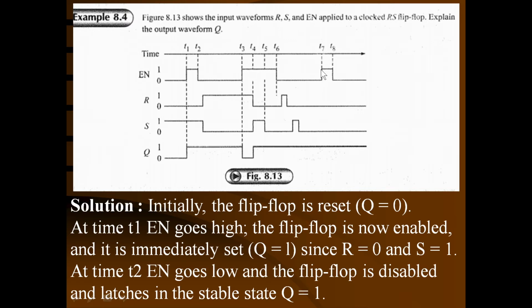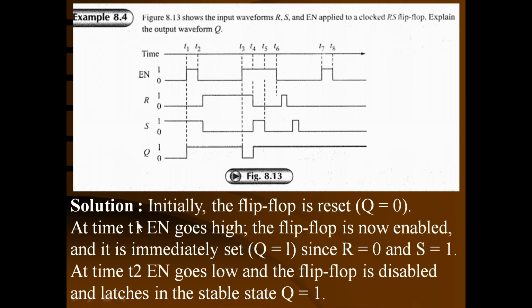Now, again at the start time T7, the flip-flop is enabled. From T7 to T8, the flip-flop remains enabled. But at that time, R is 0, S is 0, so no change condition. So the flip-flop is not going to change its output. Q was 1, it remains 1. And that's why Q remains set in between T7 and T8. After T8, the enable input is going to be low, so it will retain that information for any desired period of time until again the enable input is high and if there is a reset condition.